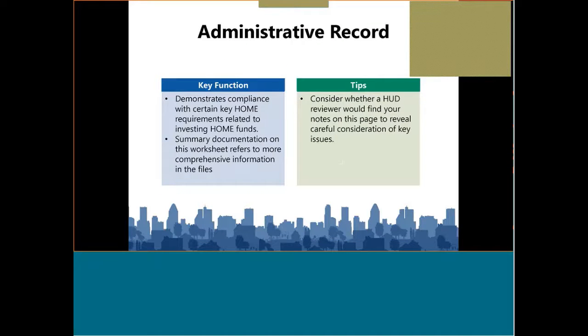This is a really great worksheet because it gives you an opportunity to demonstrate that you looked into, thought about, and are in compliance with certain key HOME requirements related to investing HOME funds. And the documentation here doesn't meet all of the things that you're required to do, but it does cover a lot of them. So let's just look at that before we conclude this.